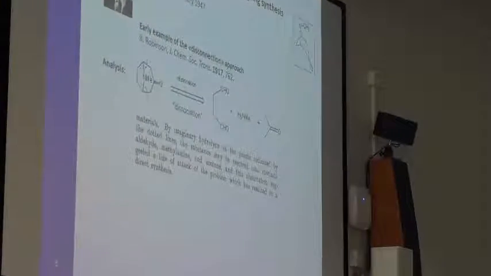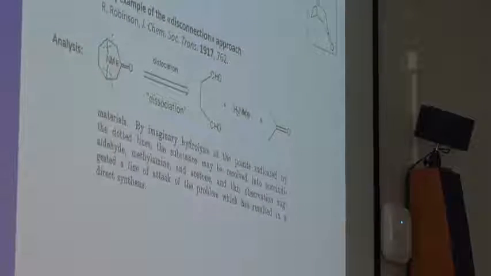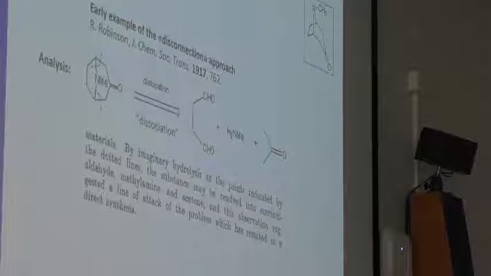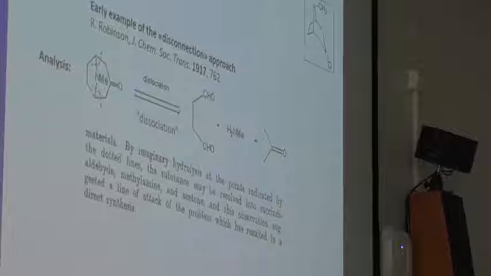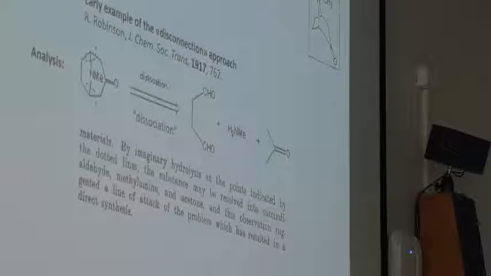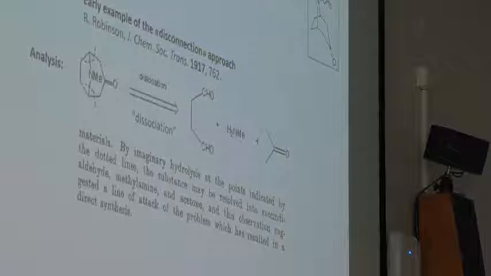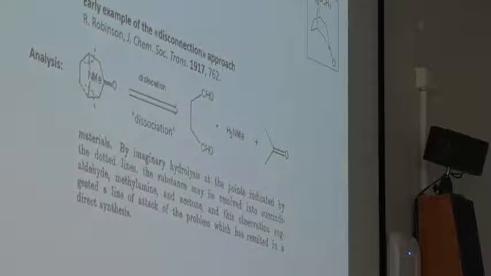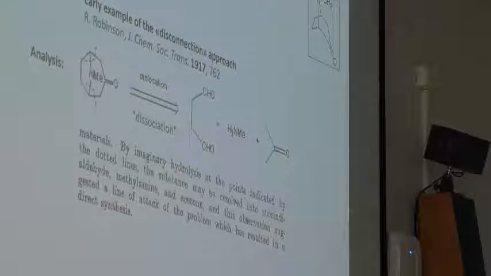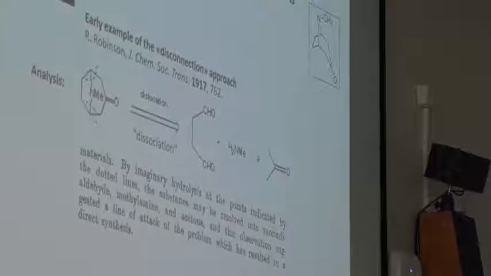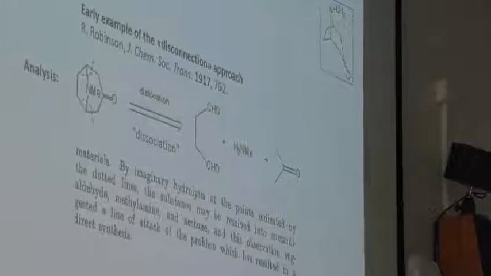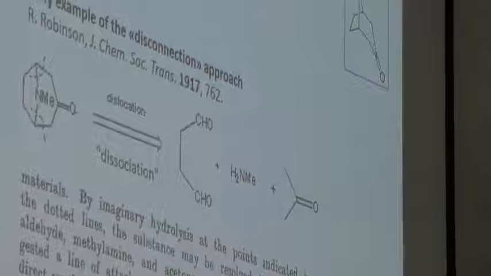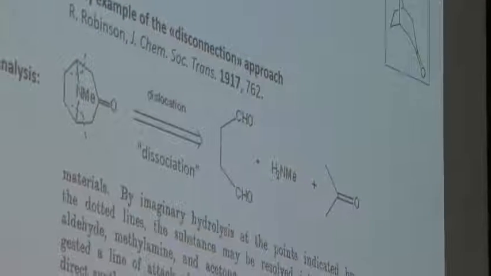The 1917 synthesis by Robinson is considered a classic in total synthesis due to its simplicity and biomimetic approach. Citing Robinson in his analysis, by imaginary hydrolysis at the points indicated by the dotted line here, the substance might be resolved into succinyldialdehyde, methylamine, and acetone. And this observation suggested a line of attack of the problem which has resulted in a direct synthesis.